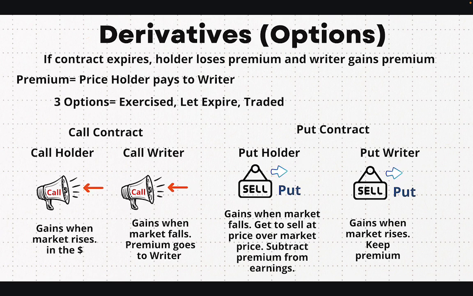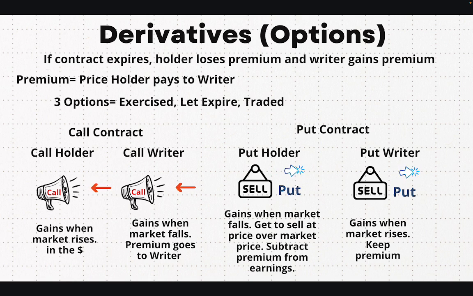And then we have a put contract. In this kind of contract, the buyer says, I get to sell this to you whenever I want. Let's say there is an item that the buyer has and they agree to a price, and then the market falls. They get to sell that item to the writer at the agreed upon price, which is going to be over the current market price. And they will make the money of the difference, subtract the premium from the earnings, and that's how much they make.